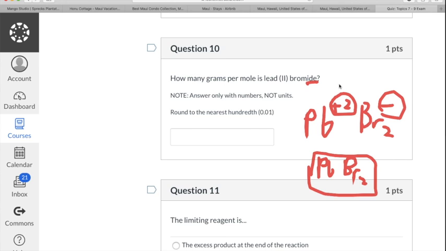Okay, so lead, I believe that's 207.2. It is, looking on my periodic table. And bromine, I can't remember what that is off the top of my head. It's 79.90, but I'll just put 79.9. There's 2 of those and 1 of these.